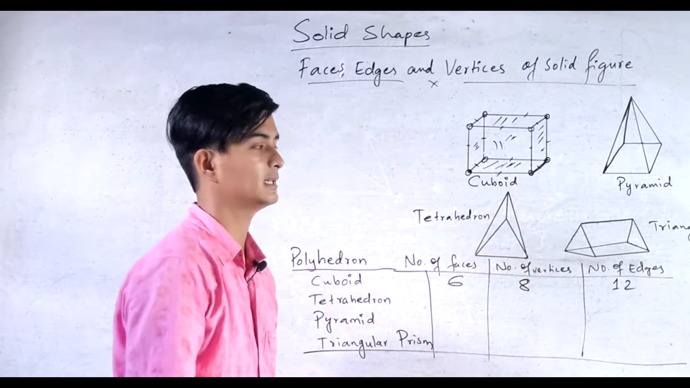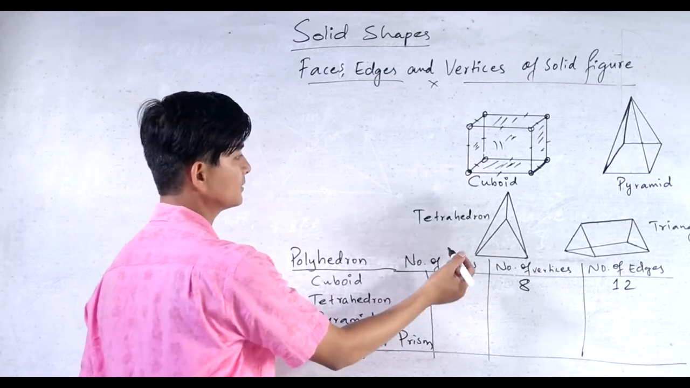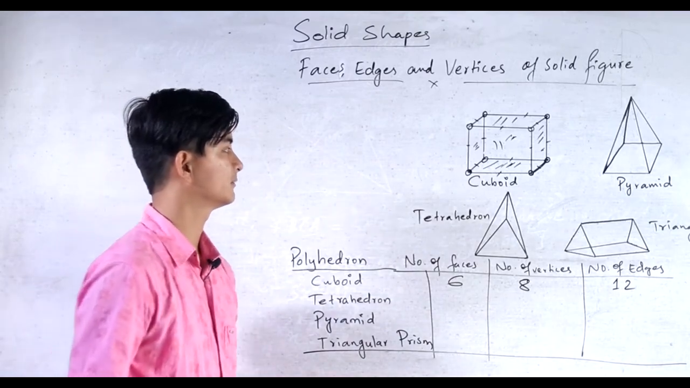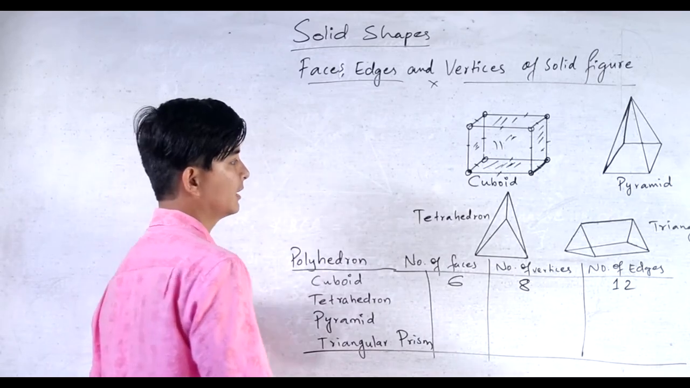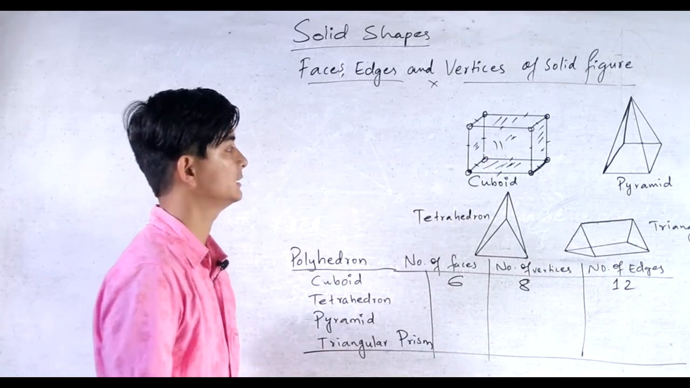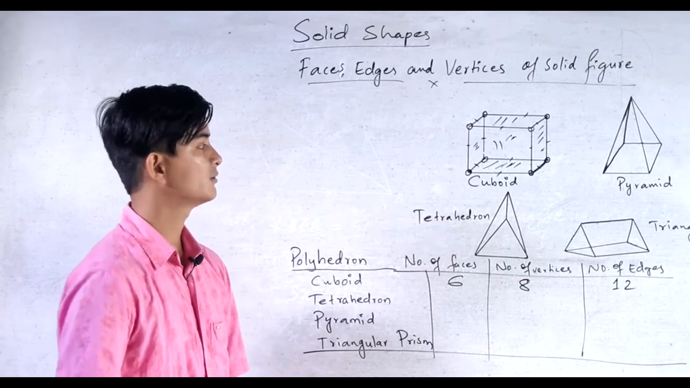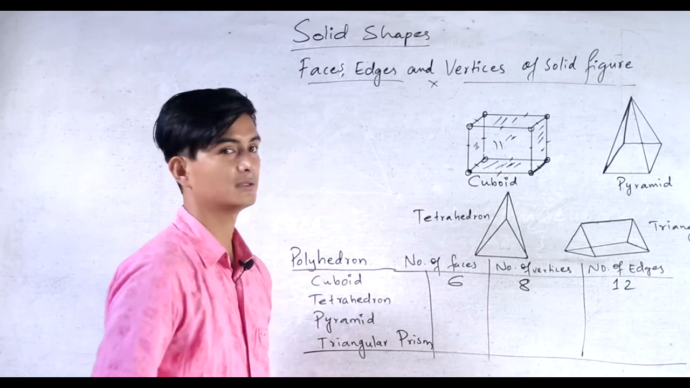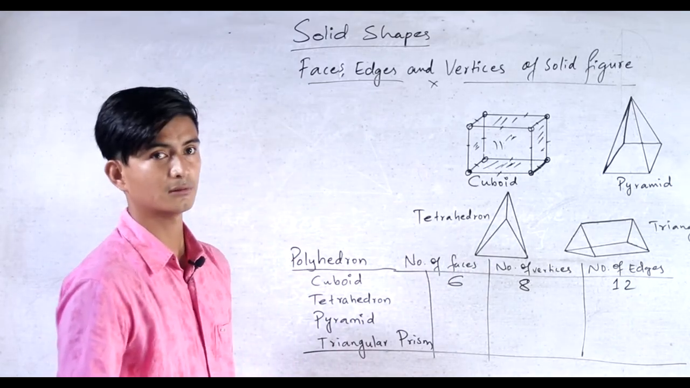Now let's talk about tetrahedron. So this is our tetrahedron, you can see here. Here also you have to count the number of faces. Tetrahedron is the surface of this tetrahedron, it is like a triangle, right? That's why it is called tetrahedron, triangular shape. You can see here, it is in triangular shape and the surface of this tetrahedron are made of triangular surface, right?